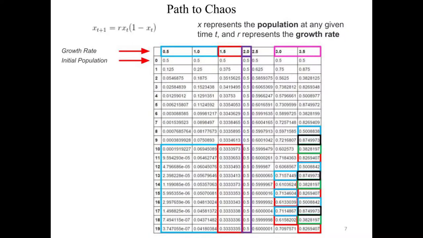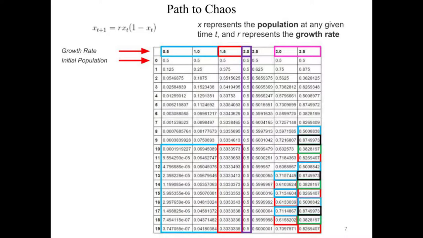So let's take the population growth and dynamic behavior of our Canadian lynx here, because they're cute. And let's say it's represented by an equation. So there's a simple equation like this, where X represents the population at any given time, and R represents the growth rate. So growth rate on top, we're gonna vary the growth rate, and we're gonna keep our initial population the same. So we're gonna have the same starting number, and this just represents the number of times that I'm running the equation, or iterations. So I'm gonna use that number, and once it spits out, I use the next number as the input value.